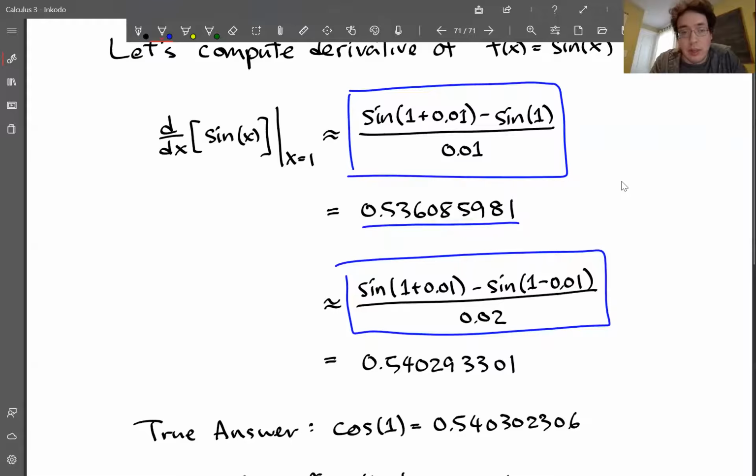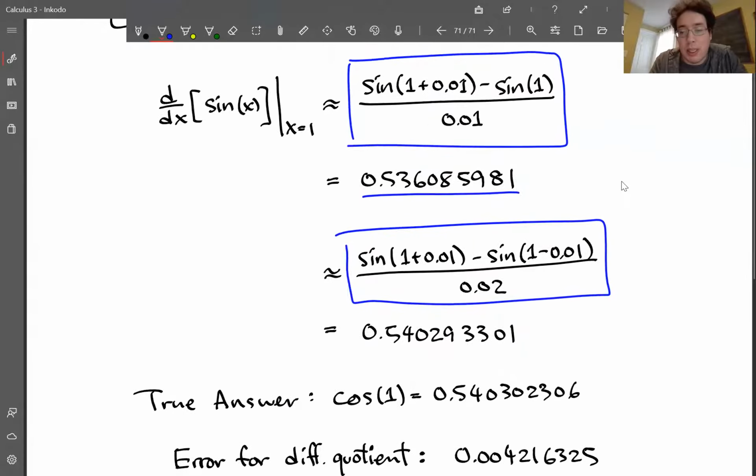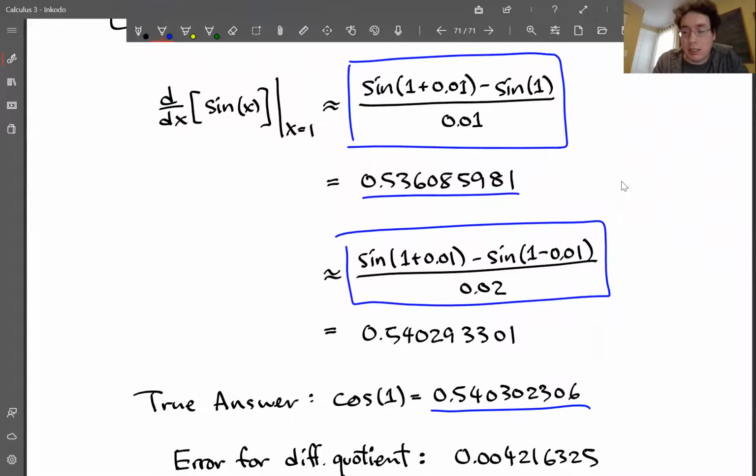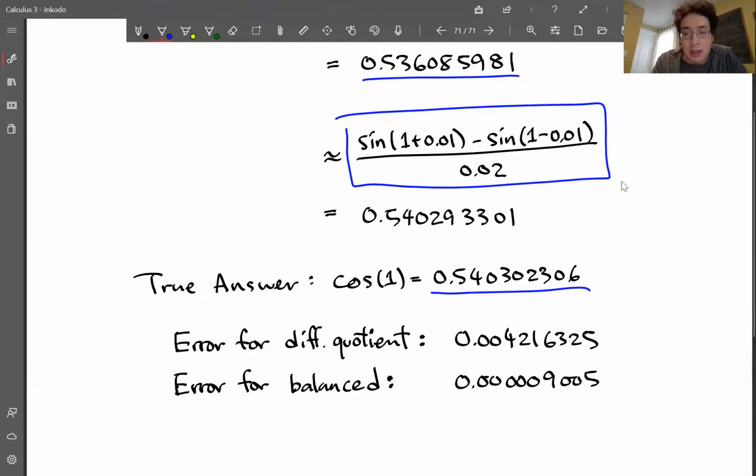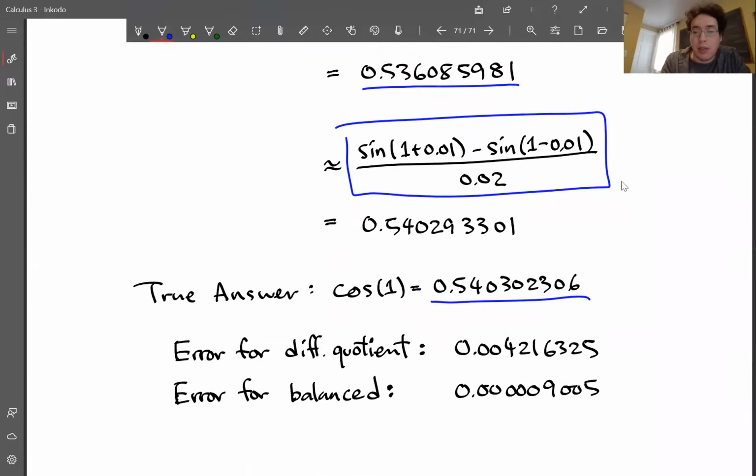The true answer is, of course, derivative of sine is cosine. So cosine of 1 is the true answer. And that's what the calculator gives. If you compare the error here, it's quite a bit different. So if we use the h of 0.01, the error for the usual difference quotient is 0.004. And the error for the balanced equation is 0.000009, right? So here we have 2 zeros after the decimal point, and here we have 5.